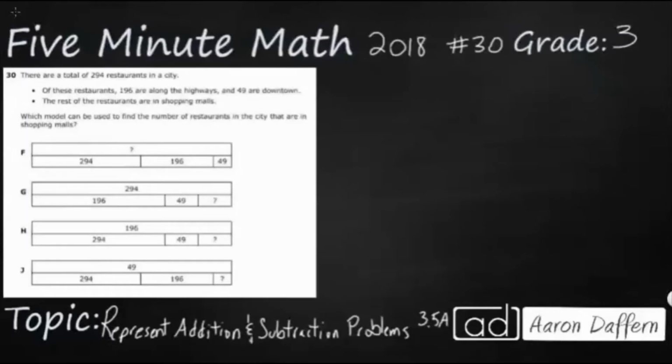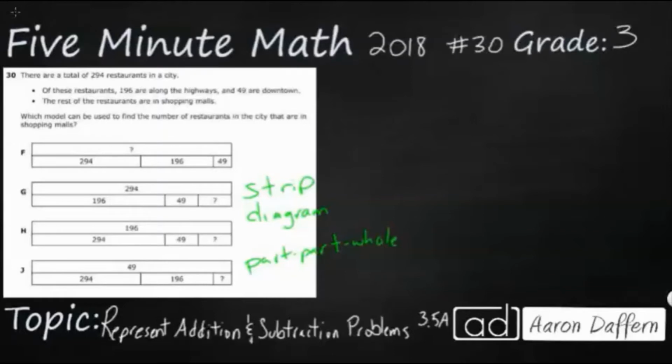So this looks like a fairly complex problem. If you look at the answer selections, F, G, H, and J, they don't have regular equations, but they do have these strip diagrams. So let's go ahead and label these. You might have heard them before as part-part wholes, and that's fine. Part-part whole is a type of strip diagram. There are other types of strip diagrams that are not necessarily part-part wholes, so either word works here.